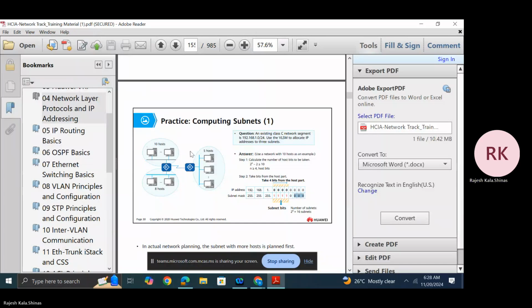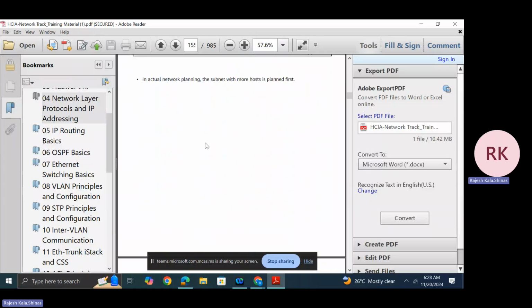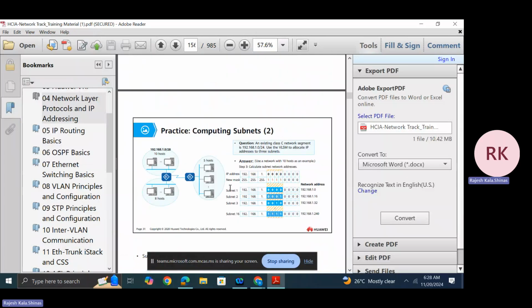Okay. Then another one, if you want to get 8 hosts, that means 2 power h minus 2. So again, you take 2 power 4 like that. Okay. So you can go through that. I'll upload some examples. It will take some time. So I'll upload the example for subnetting separately. Go through that. Okay. Examples are here.